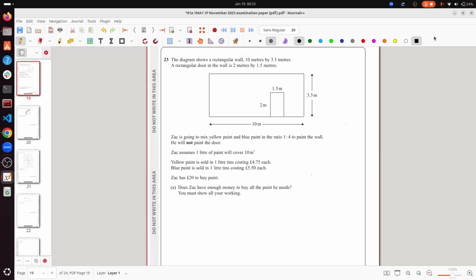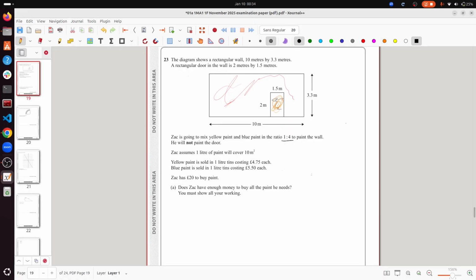This question says the diagram shows a rectangular wall of 10 meters by 3.3 meters. A rectangular door in the wall is 2 meters by 1.5 meters. So we can see the door and we can see the wall. Zach is going to mix yellow paint and blue paint in the ratio 1:4 to paint the wall. He will not paint the door. He's going to only paint the wall, which is this part, without painting this part.